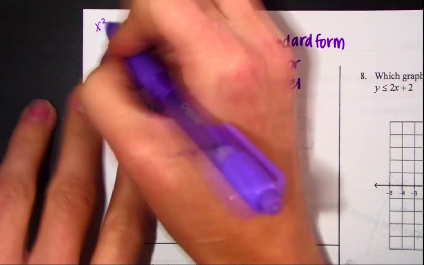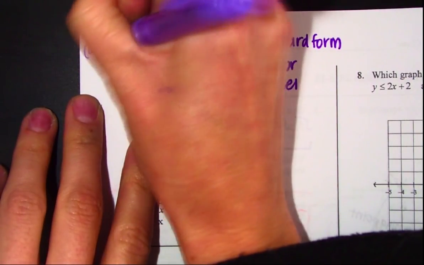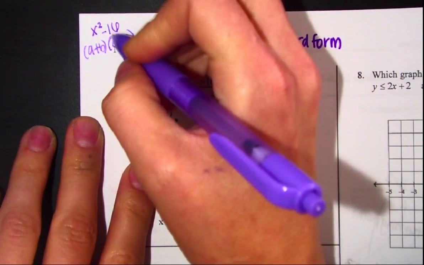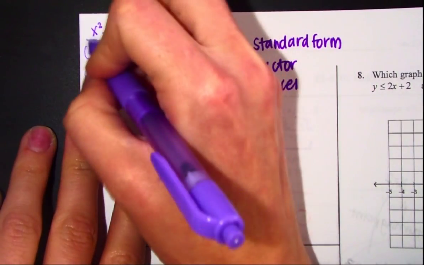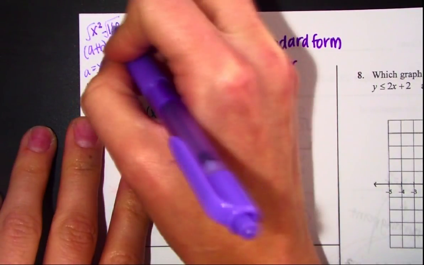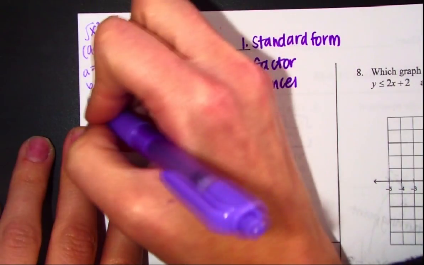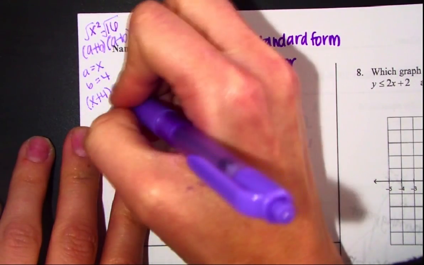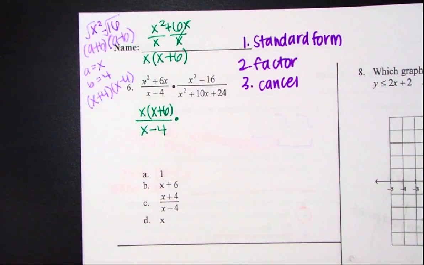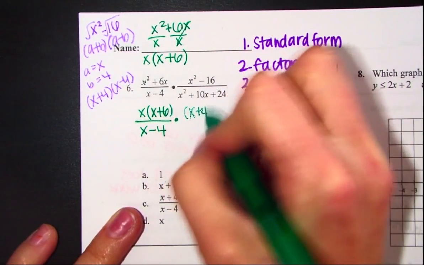X squared minus 16, we have to memorize, follows the formula a plus b, a minus b, because it is the difference of two perfect squares. So my a term is going to be the square root of x squared, which is x, and my b term is going to be the square root of 16, which is 4. So when I factor x squared minus 16, it's a plus b, a minus b, or x plus 4, x minus 4. So I'm going to write that on the top of my fraction over here, x plus 4, x minus 4.